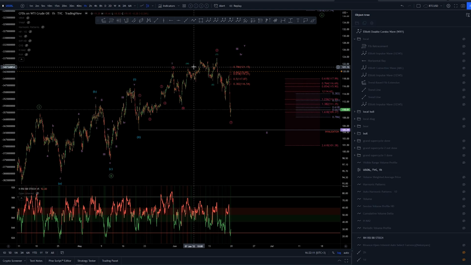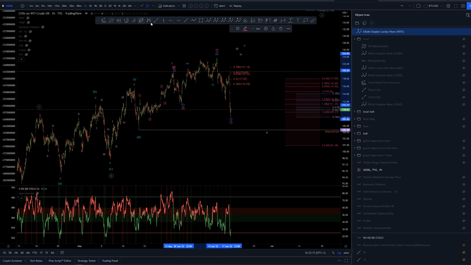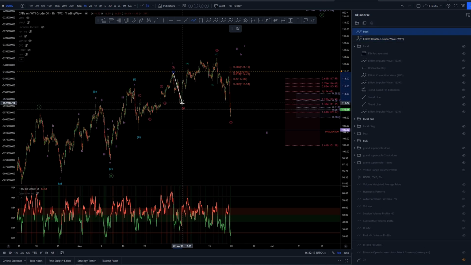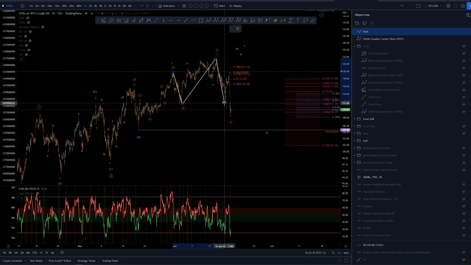Whenever we are getting this second structure here, or the second wave that we are assuming to be corrective above the start of the wave A, or the start of the whole corrective wave structure, we are assuming it is going to be a B wave. It doesn't have to be a B wave, it can be an X wave, but it is more common to have it as a B wave. That is why we have that expectation.